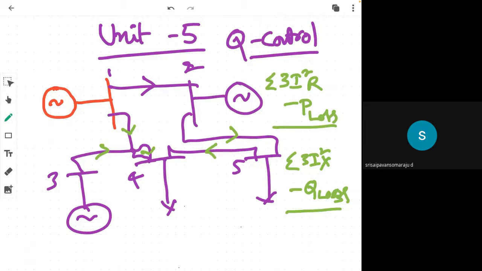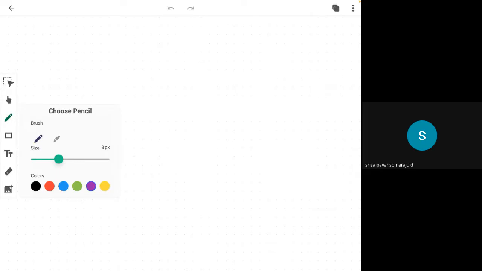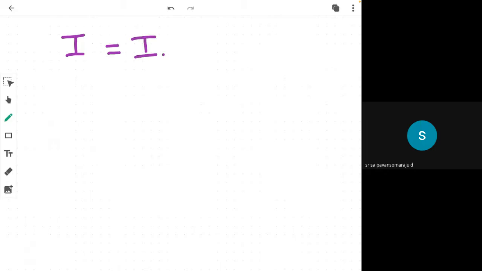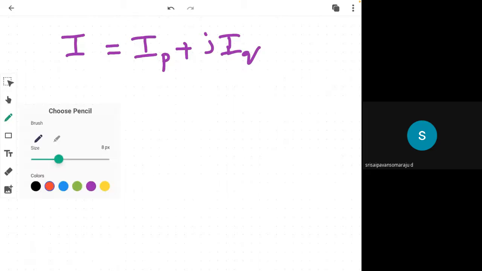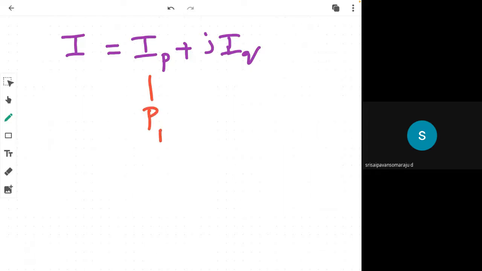So if you supply the current, each current will have, so let us have current I has two components, IP plus JIQ. IP is the current towards the active power demand PD, and this is QD, the reactive power demand.